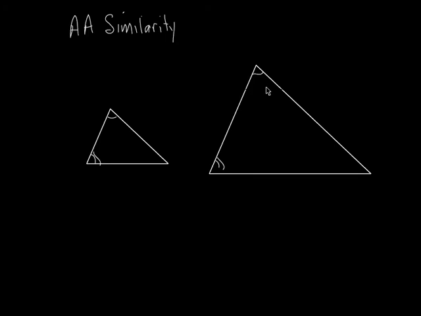So what does that mean? That means they're going to be similar triangles. They have the same shape. As long as they have the same shape, they're similar triangles.